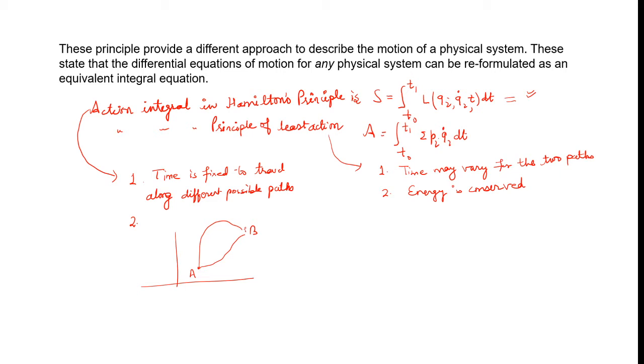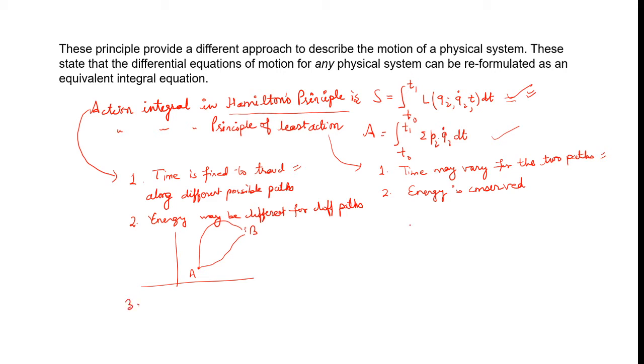And therefore, because here the time is relaxed and here the time is fixed, the type of variation in the two is different, though both are to be stationary. In Hamilton's principle, the variation is taken with fixed time. Here energy may be different for different paths, right?